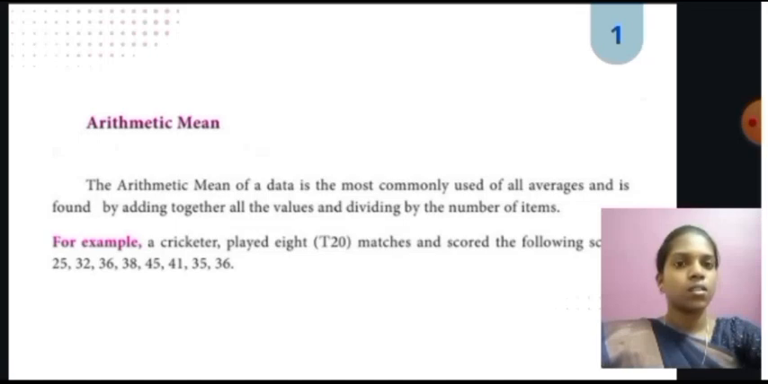Arithmetic mean. The arithmetic mean of a data is the most commonly used of all averages and is found by adding together all the values and dividing by the number of items.